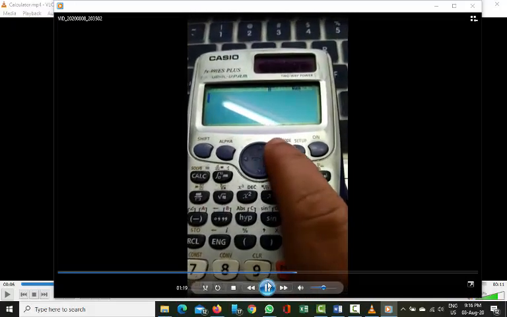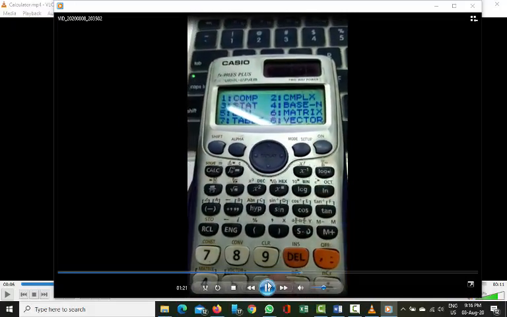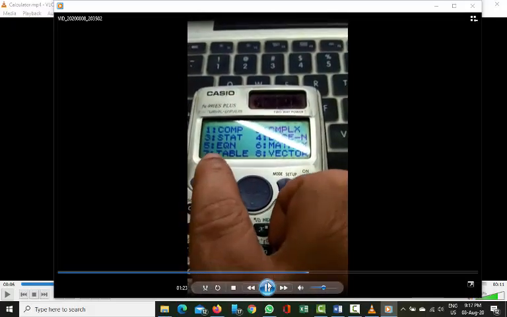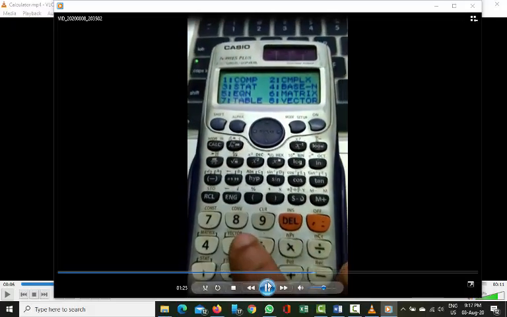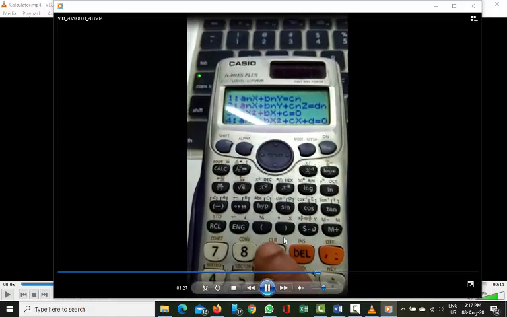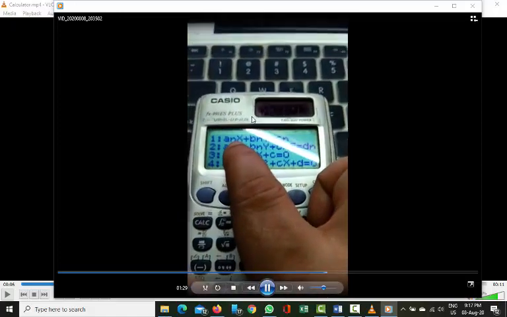But if you have 2 variables in the equation, after you enter into equation mode, you should choose number 1. Here in number 1 we have 2 variables. If you have 2 variables in the equation, you will choose number 1.